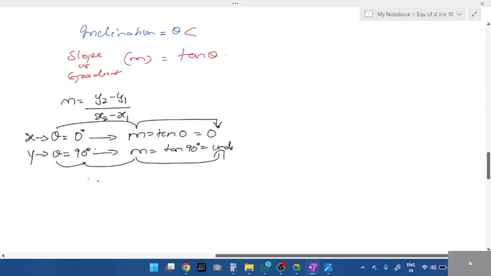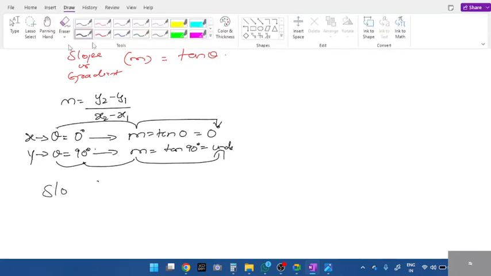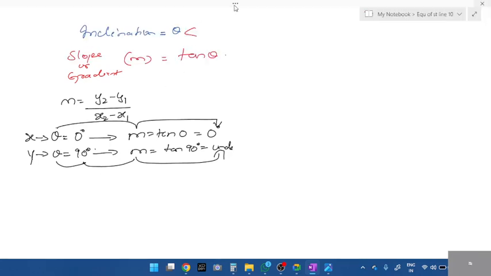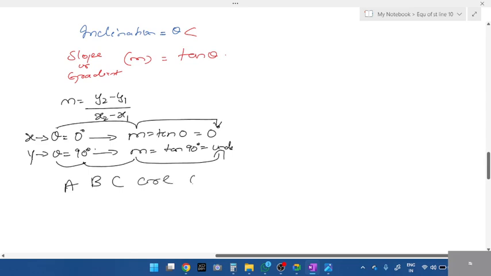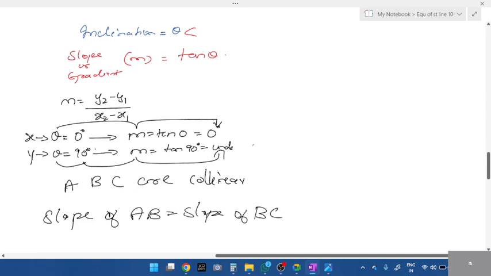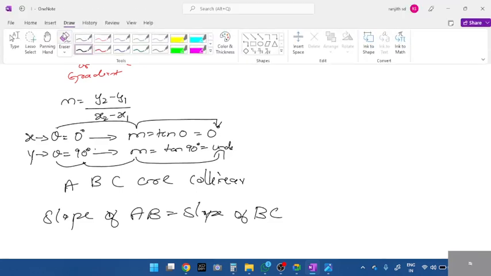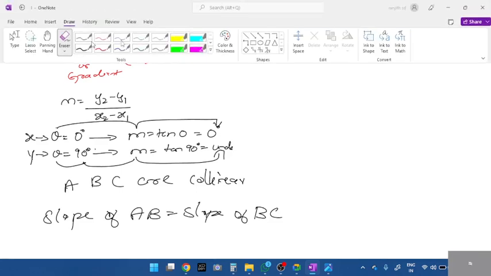Okay, fine. Next, after the slope, students, when three points A, B, C are collinear, how do you find the slope? Collinear means a straight line. So what's the formula? Can you all respond? Slope of AB is equal to slope of BC. For example, the values of A will be given, and we'll solve all those questions. Slope of AB is equal to slope of BC.